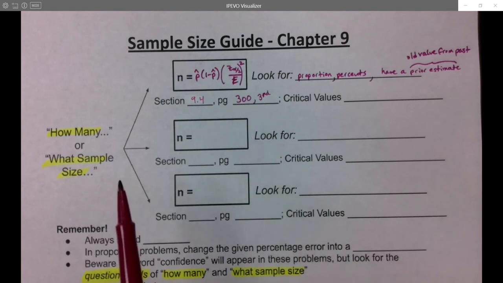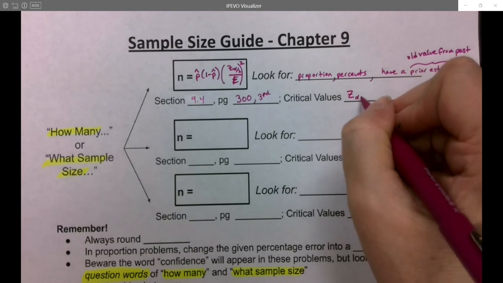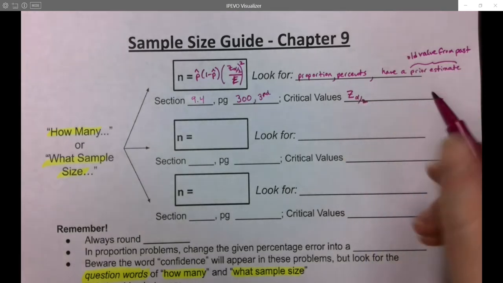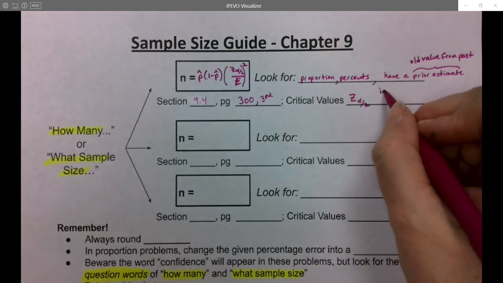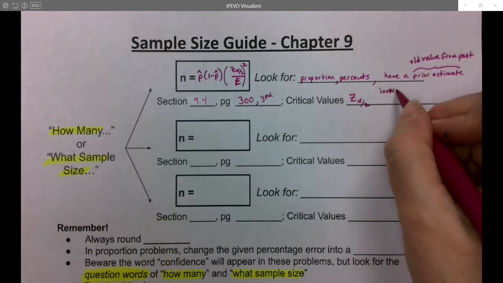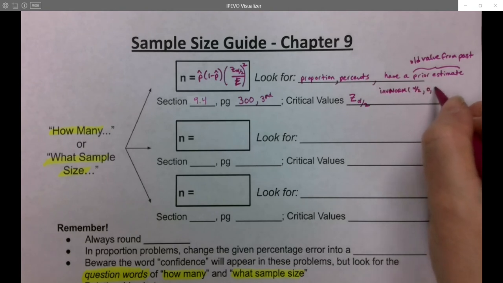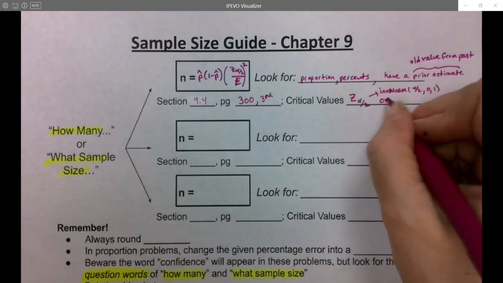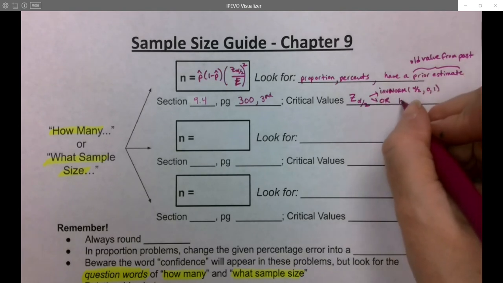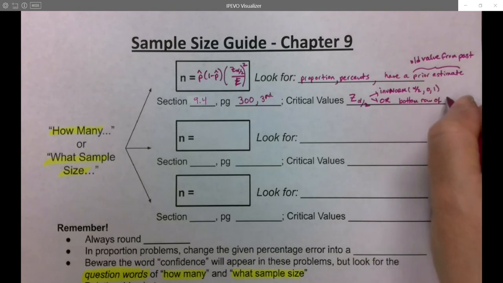Now you can see you're going to have a critical value of z alpha over 2, which just like for when you're constructing the confidence interval, you find it either with inverse norm, and you'll use alpha over 2 comma 0 comma 1, or you'll use the bottom row of the t-table.